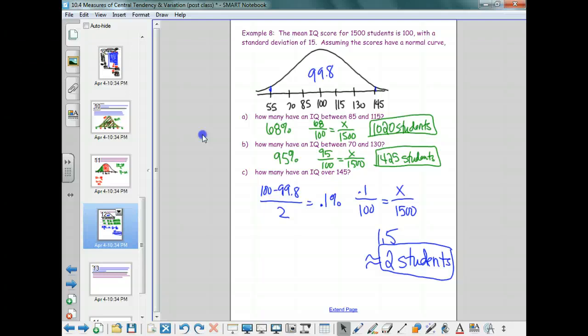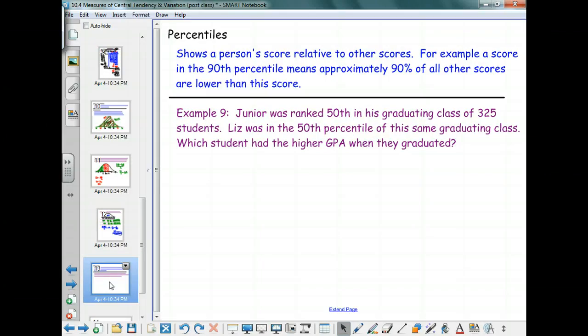All right, one last question in this section. Percentiles. This shows a person's score relative to other scores. For example, if a score is in the 90th percentile, it means that approximately 90% of people are below that value. So this isn't like finding your grade percent. That's not what this is, okay?